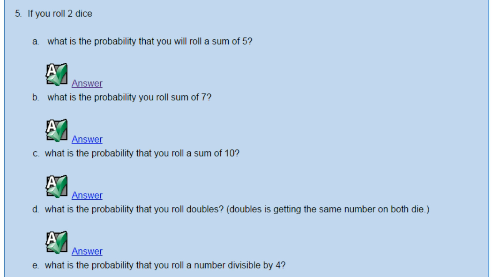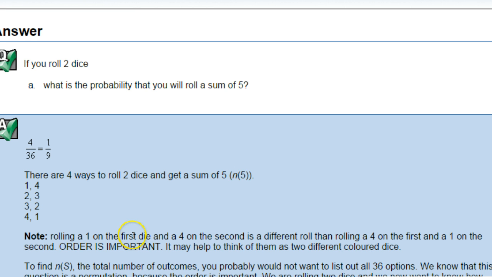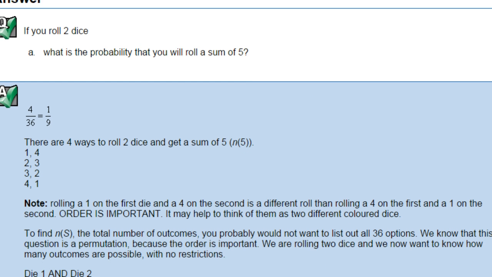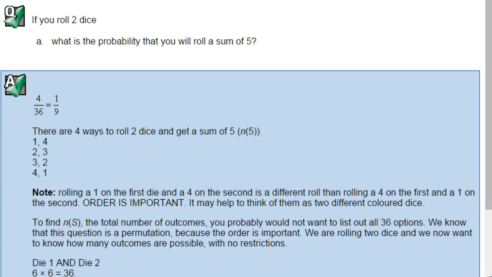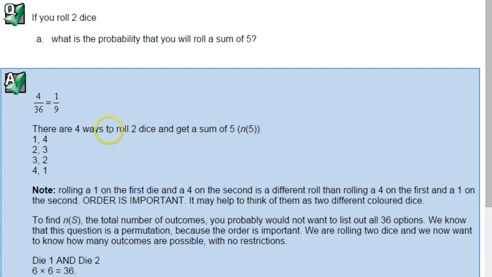If we roll 2 dice, what is the probability that we will roll a sum of 5? What is the probability we'll roll a sum of 7? And we've got a whole number of other possibilities. So let's take a look at the first of the examples. If we roll 2 dice, what is the probability that we are going to roll a sum of 5? So the answer, the short answer, is 1 in 9 or 4 in 36.